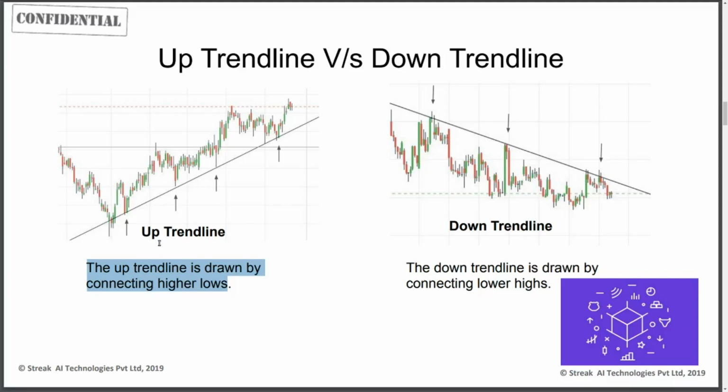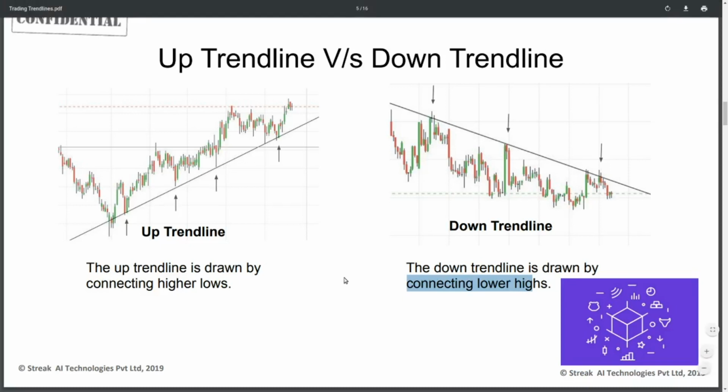So that's how an uptrend looks. A downtrend looks like this on the right side. It's drawn by connecting the lower highs which are being formed, which are lower than the previously formed highs.